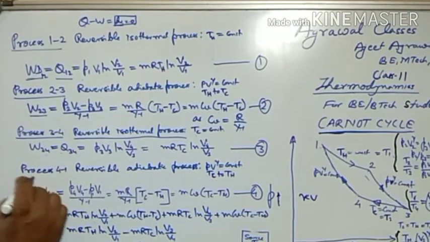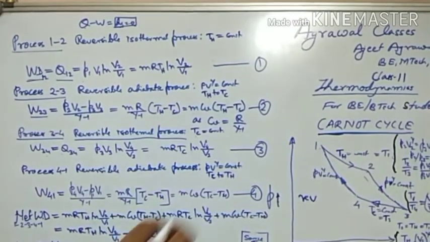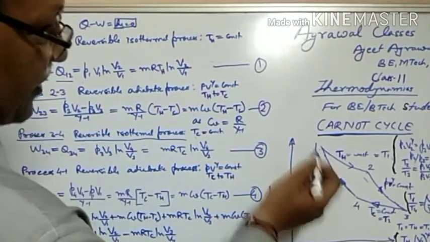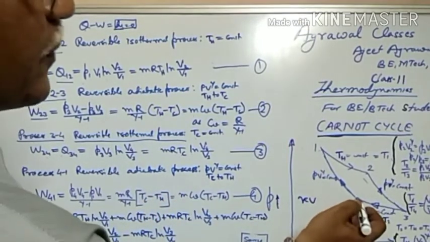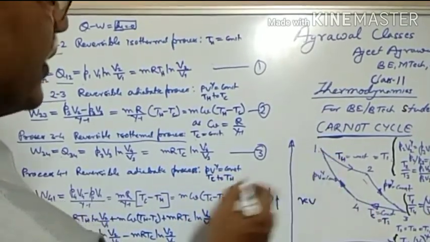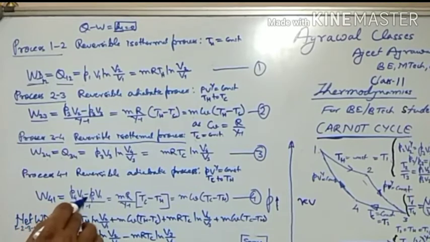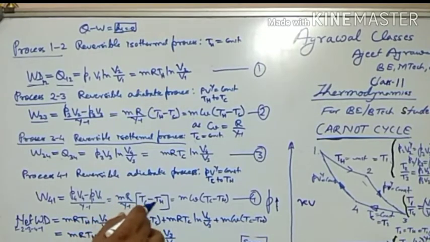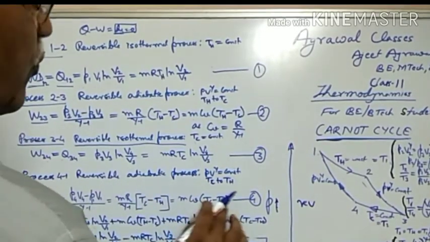So that is the work done and the heat transfer during the process 3-4. They are equal. Process 4 to 1 is a reversible adiabatic process where PV to the power gamma equals constant, and this is a compression process. Here the pressure is increasing and volume is reducing. So in this case, the temperature at point 4 is TC, the lower temperature, and at point 1 it is TH, the higher temperature. So work done is given as P4V4 minus P1V1 upon gamma minus 1, which equals mR upon gamma minus 1 into TC minus TH. That can be written as mCV (TC minus TH). So that is the fourth work done.